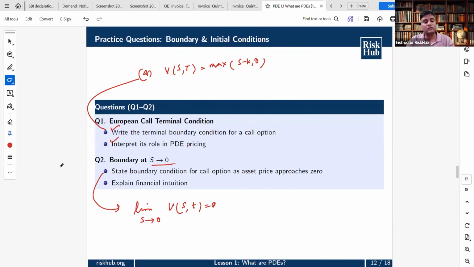The financial intuition is that if a stock price becomes 0, the call option has no useful upside, especially for a non-dividend stock. The standard assumption: the right to buy a zero-value asset at a positive strike has no value. Okay, so that is the financial intuition.